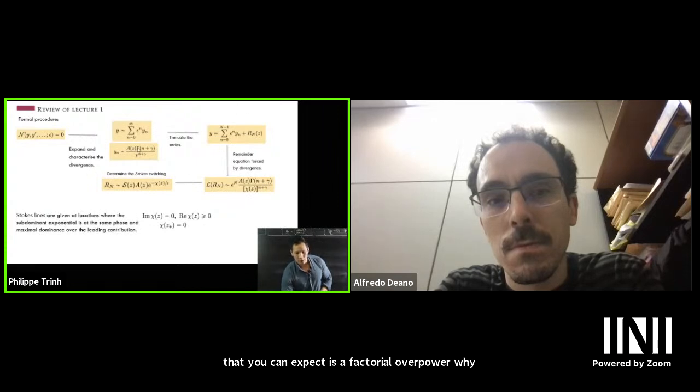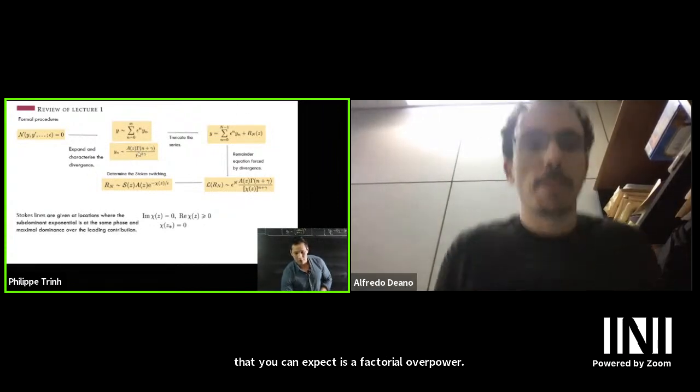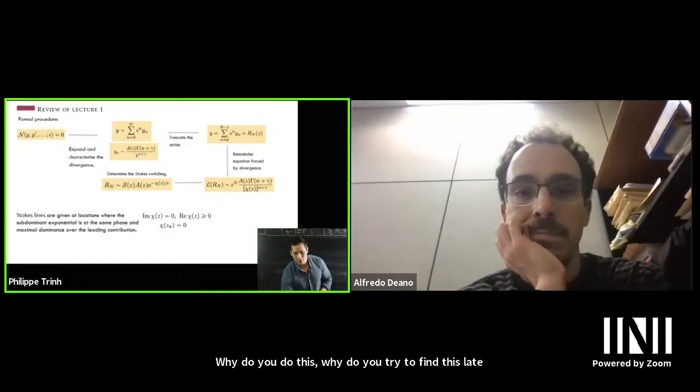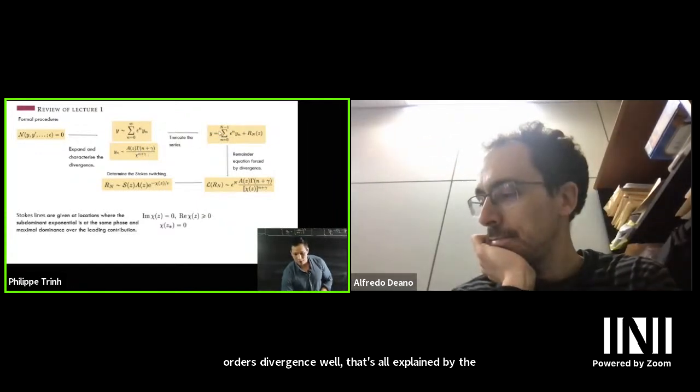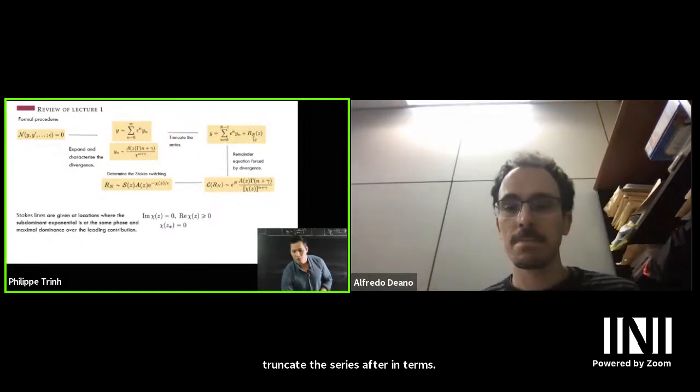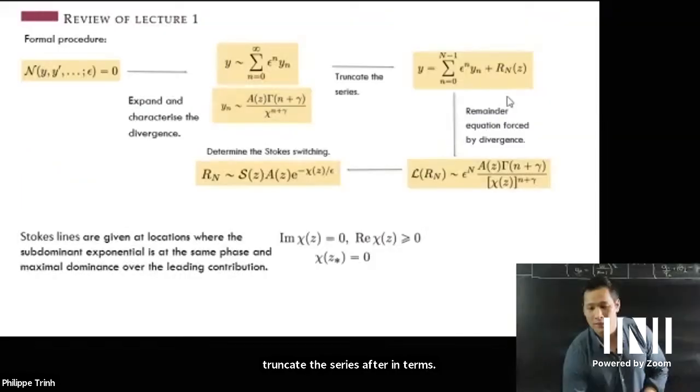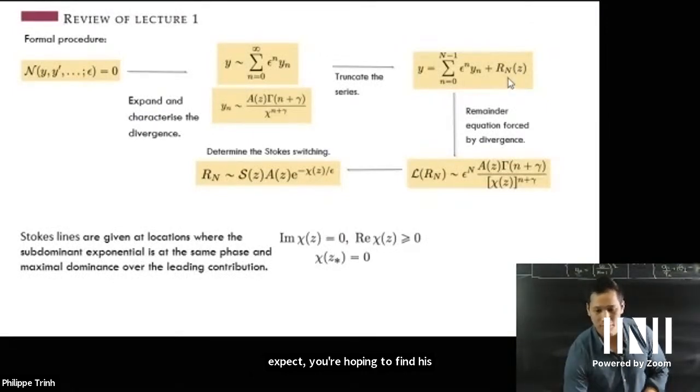Why do you do this? Why do you try to find this late orders divergence? Well, that's all explained by the next few steps. The series diverges, so you try to truncate the series after n terms, and now our goal is to find this remainder, which you're hoping to find is exponentially small if you truncate optimally. That yields an equation for the remainder.